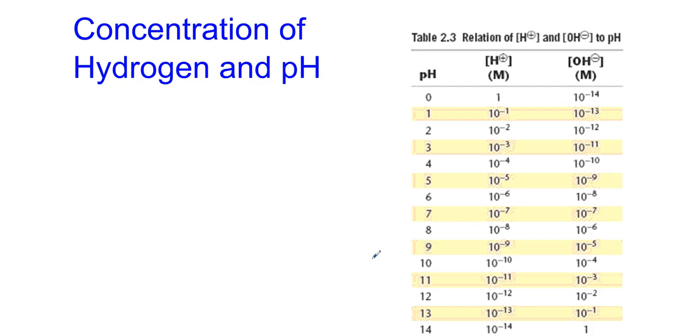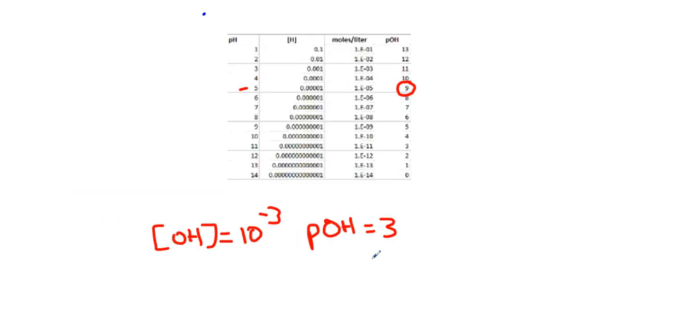Now I'm going to give you a worksheet where you're going to have this table right here. And we're going to go ahead and cut this out and put it in our notes. This tells you how to go back and forth between the concentration of hydrogen and the pH of the solution.